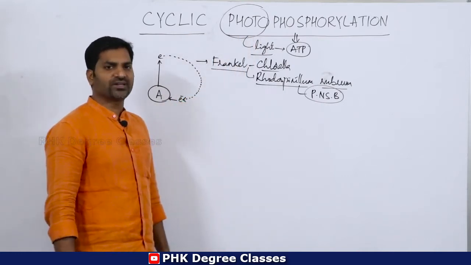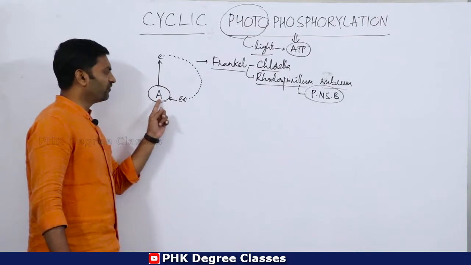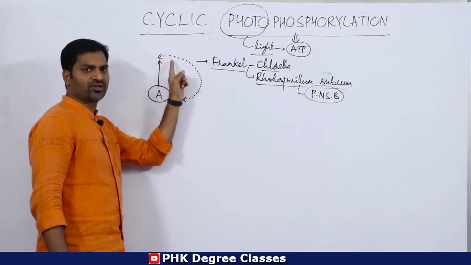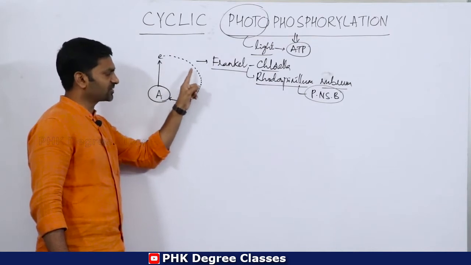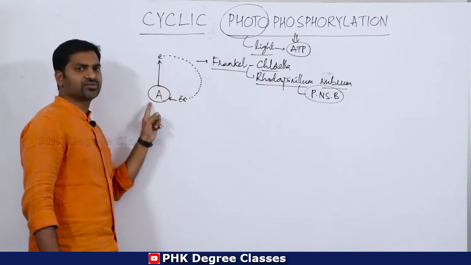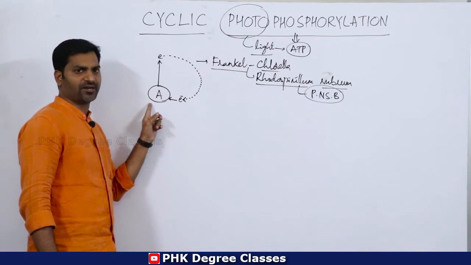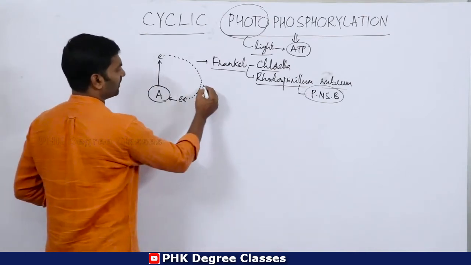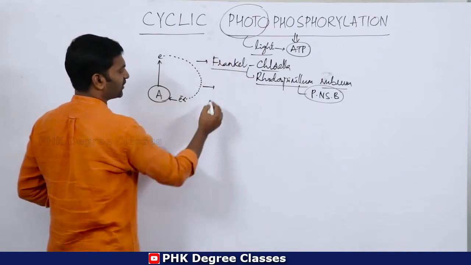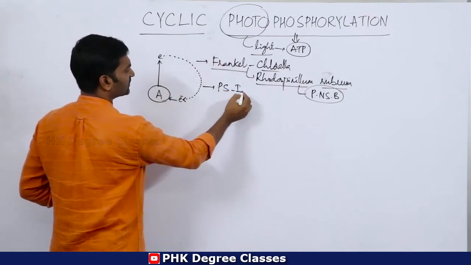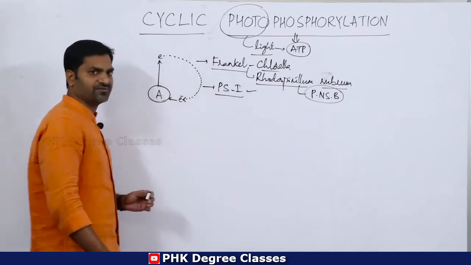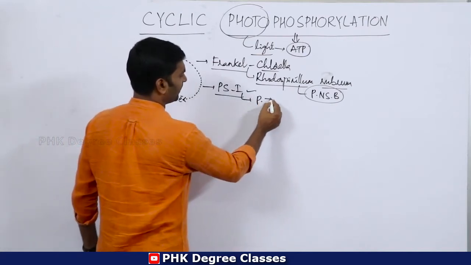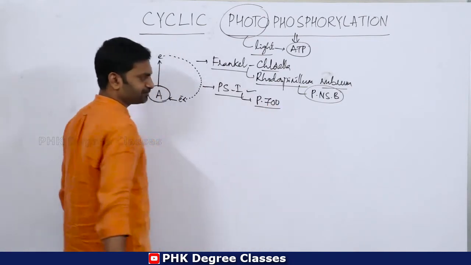He concluded that the electrons move from one complex, then go through different systems, and finally reach the same complex in a cyclic manner. So how does it look? Remember, in this particular cyclic photophosphorylation, only one photosystem is involved, that is PS1 only. The reaction center of PS1 is P700.